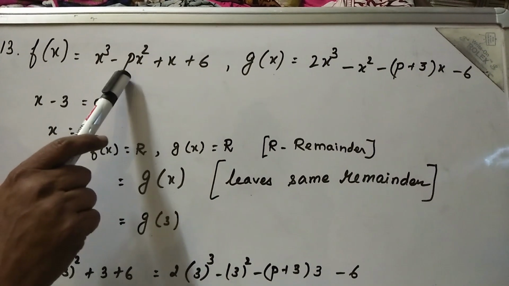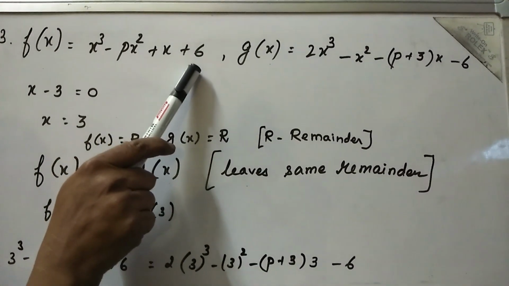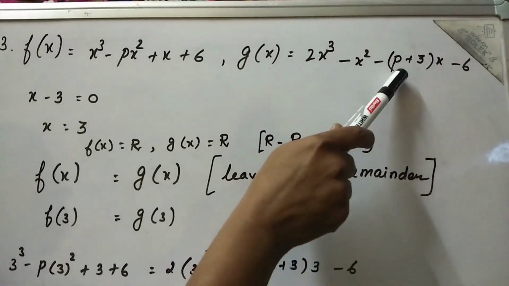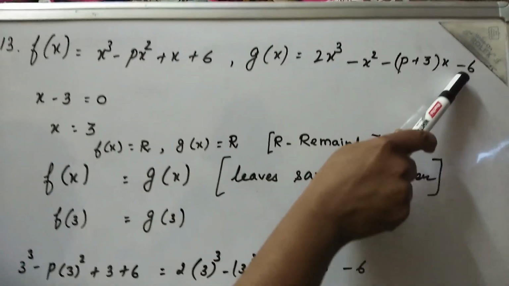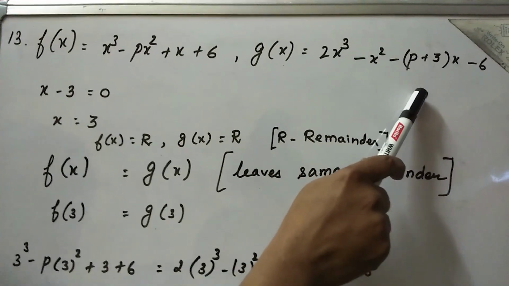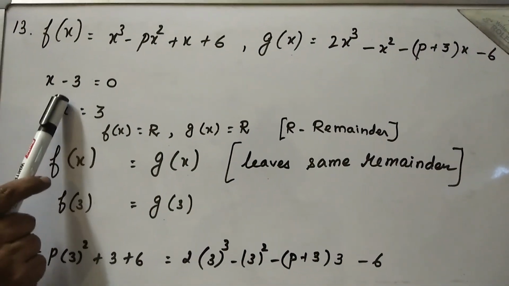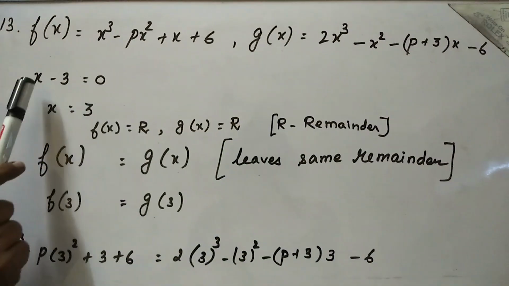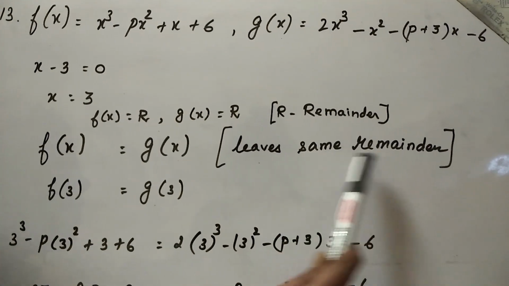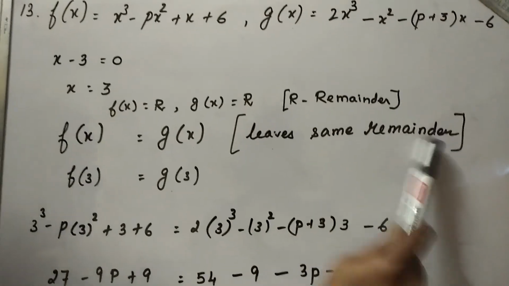x cube minus px squared plus x plus 6 and 2x cube minus x squared minus p plus 3x minus 6. Two polynomials are given. Both are divided by x minus 3 and leave the same remainder.